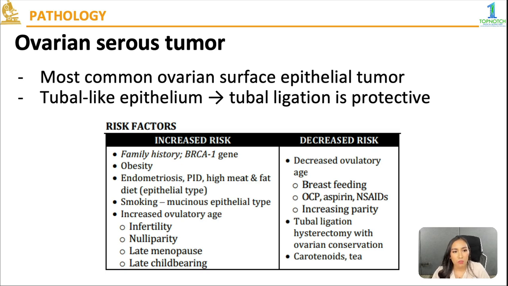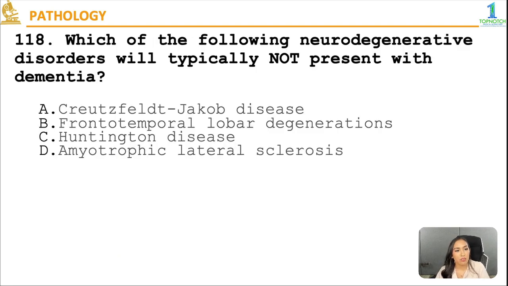So, the following increase the risk for ovarian serous tumor, yung family history, obesity, endometriosis, smoking, increased ovulatory age. Alright, and the following decrease the risk, decreased ovulatory age, breastfeeding, OCPs, increased parity, tubal ligation, and carotenoids and tea. Okay? Let's go to 118.